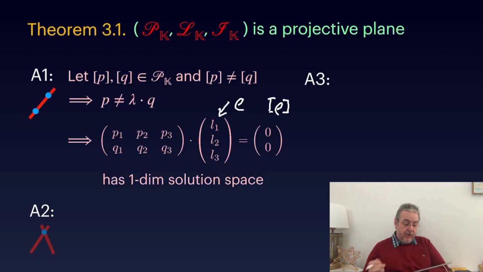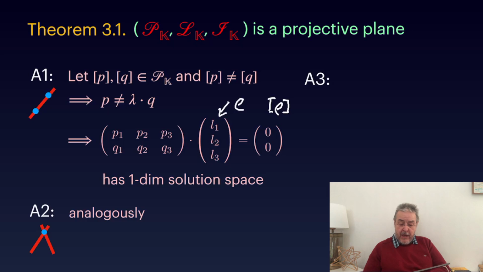And now axiom 2, and you see everything is symmetric. The axioms are symmetric. How I defined P and L is symmetric. How I defined the incidence relation is symmetric. So this means that finally also the same proof applies here. So this is completely analogous.